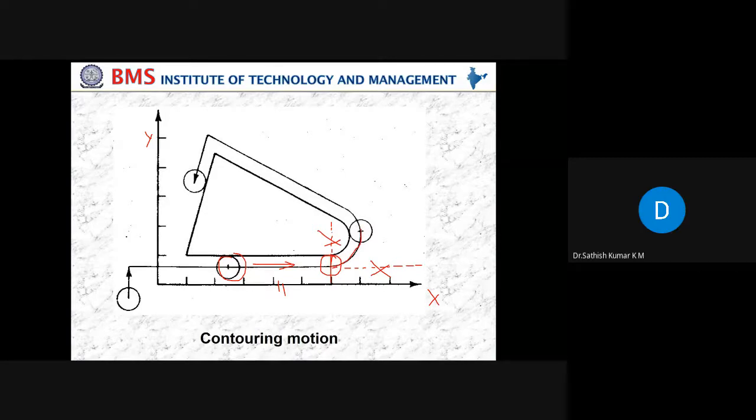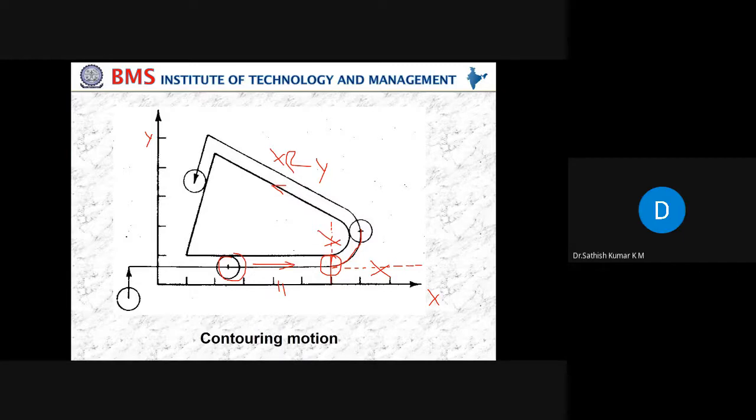Now it has come here. Now from here to here I have to move. If I want to move from here to here, then again it is a straight line only, but in both directions. So it has to move in both x and y. Therefore this is called your contouring motion. This is again a contouring motion, both x and y is going to be required. This movement is what is called a contouring motion.